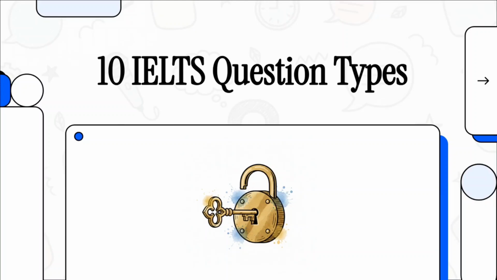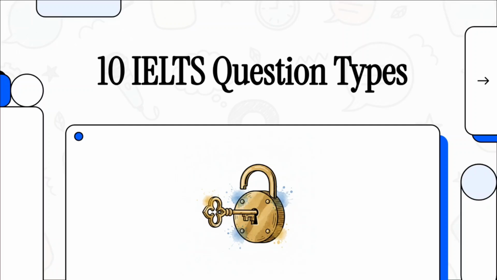Welcome to this explainer. Look, if you've ever walked out of an IELTS speaking test wondering why your score didn't quite match your vocabulary knowledge, you are in exactly the right place. Today, we're going to unlock the hidden mechanics of the exam to help you jump from a band 6 to a band 7 or even higher.